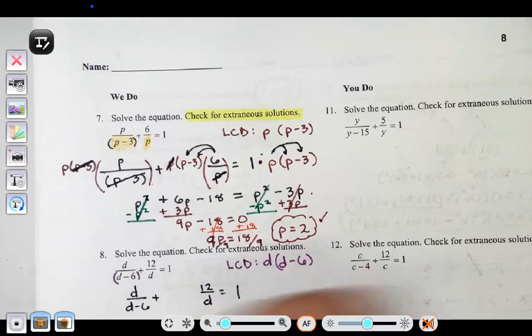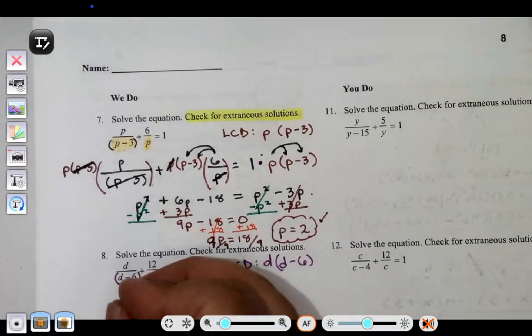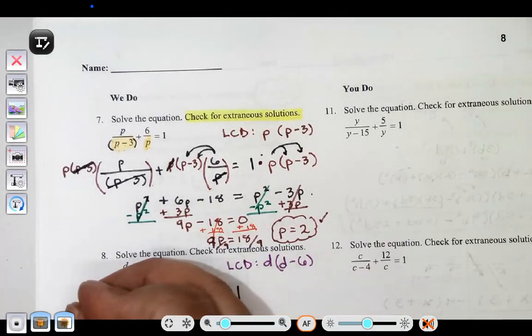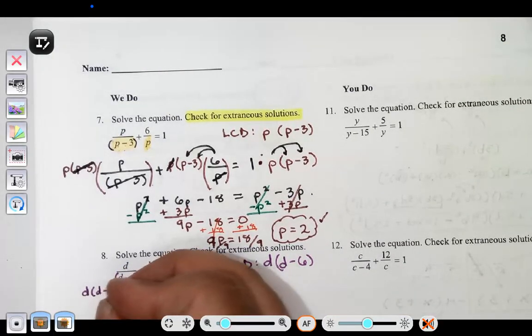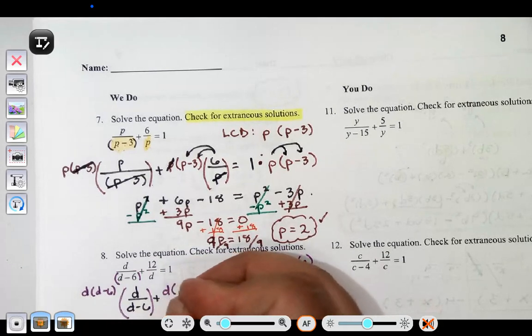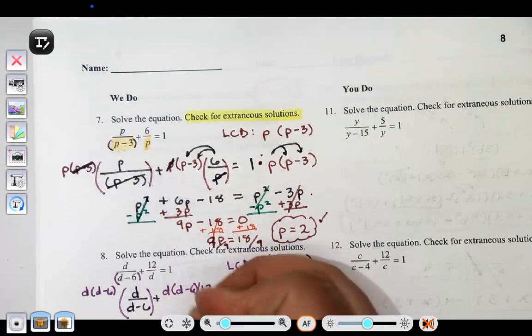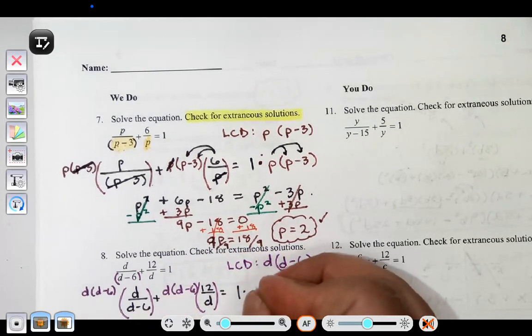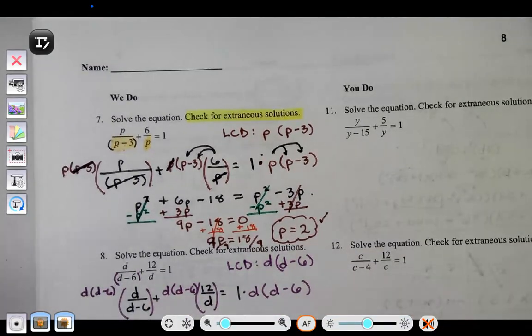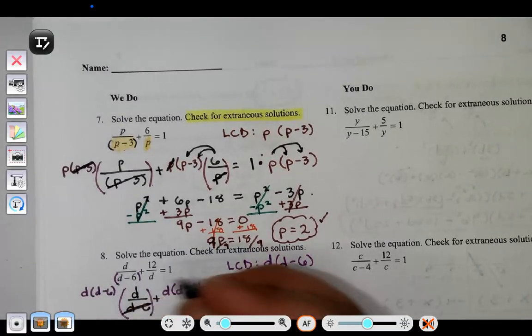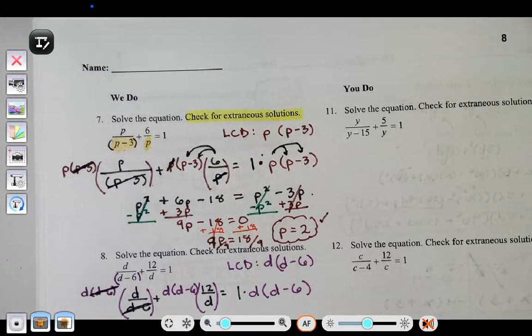I'm going to multiply everybody by d times d minus 6, d times d minus 6, and d times d minus 6. We do it to everybody, even non-fractions. So on this one, the d minus 6 disappears. See, same thing we did up here.